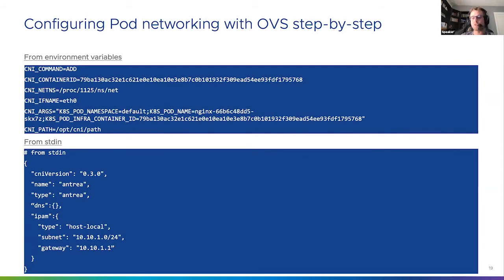So let's see how we can use OVS to configure networking for this pod and build a network where all pods can communicate and that satisfies the Kubernetes network requirements.